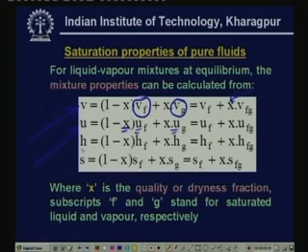Similarly, the properties of enthalpy and entropy of the two phase mixture can be expressed in terms of the saturated properties and the quality. That means if you want to find out the mixture properties, you need to know the saturated properties first, and you also need to know the dryness fraction or quality. And you probably remember that the quality or dryness fraction is defined as the mass of the vapor in the mixture divided by the total mass of the mixture. So that is the definition of dryness fraction.